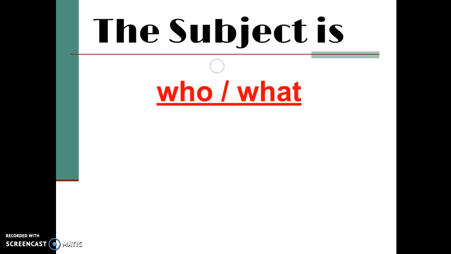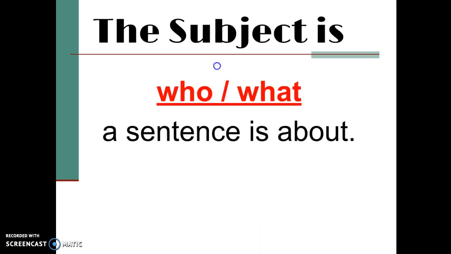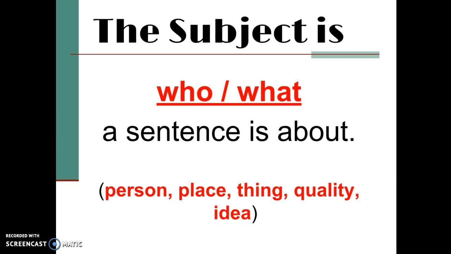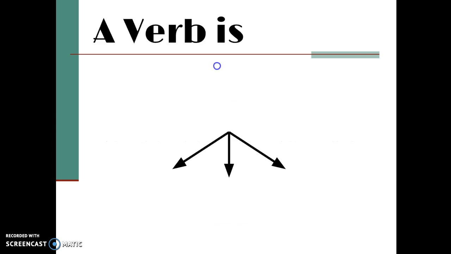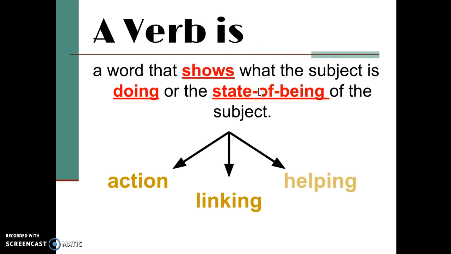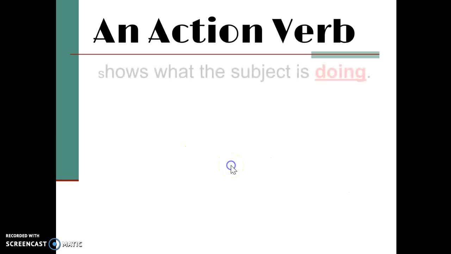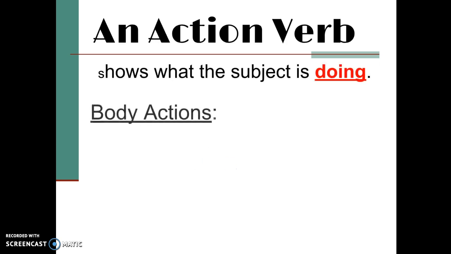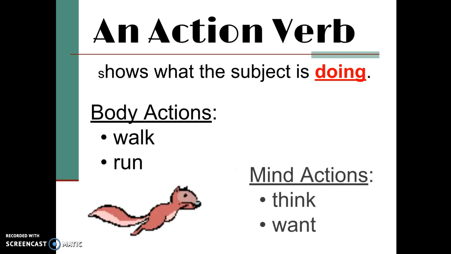The subject is who or what the sentence is about. It can be a person, a place, a thing, a quality, or an idea. The verb shows what the subject is doing or the state of being of the subject. So we have action verbs that show what they're doing. State of beings are linking verbs, and then helping verbs can be in front of action and linking verbs to help them along. An action verb shows what the subject is doing. There are body actions like walk or run, and then there are mind or thought actions like think or want.